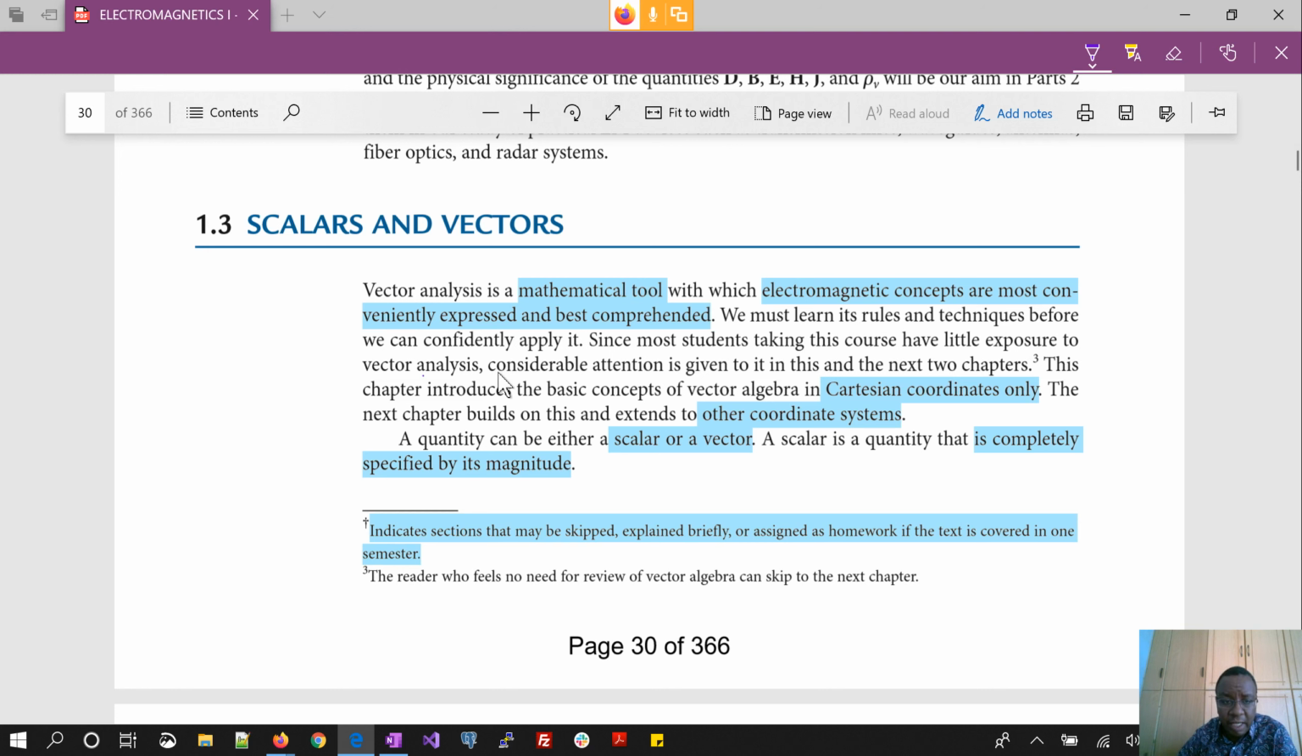coordinate systems. So for now, we are going to work to introduce the concepts of vector algebra in Cartesian coordinates, but of course, other coordinates are going to be introduced in a later lecture. And we are going to start with talking about the vector quantities. The first one is the scalar and a vector. And a scalar is a quantity that is completely specified by its magnitude.